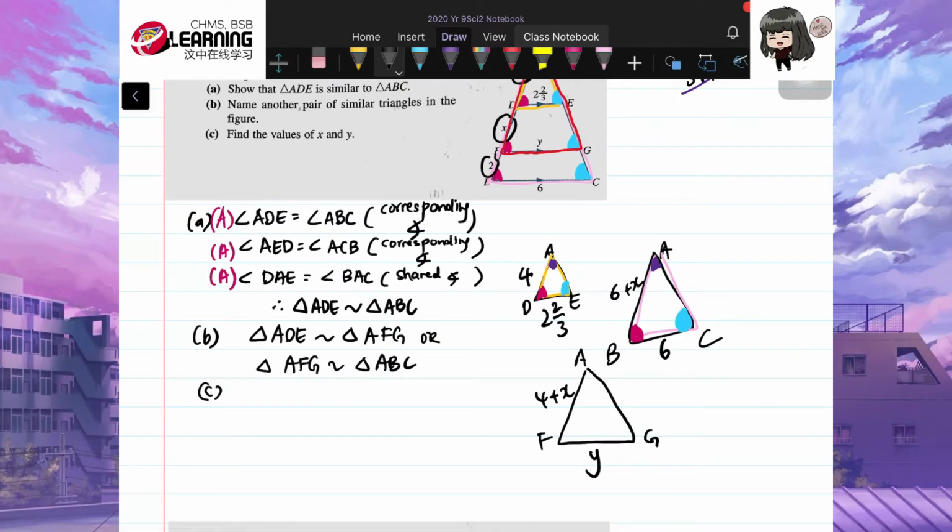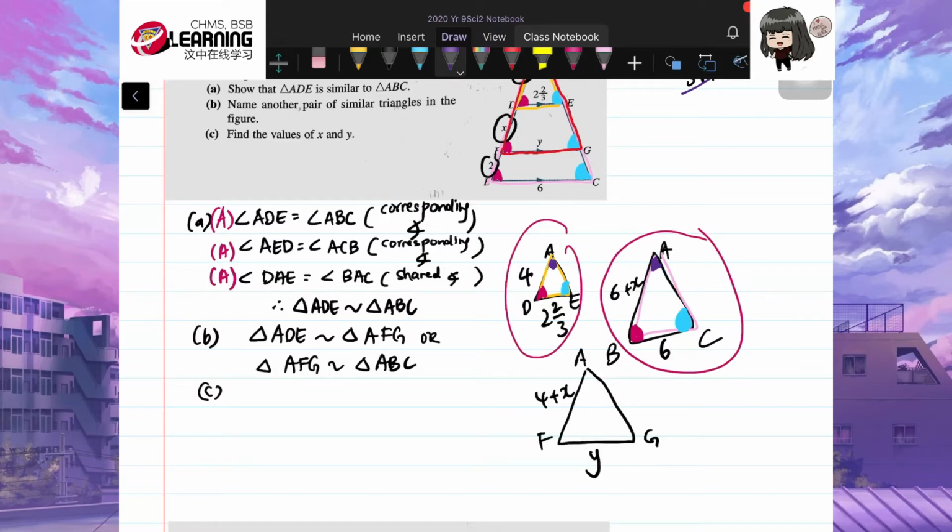Okay, so when we compare the side with the side, we compare the ratio of the sides. Three pairs of ratio of sides. So first, if we want to find the x, we can compare this one and this one.